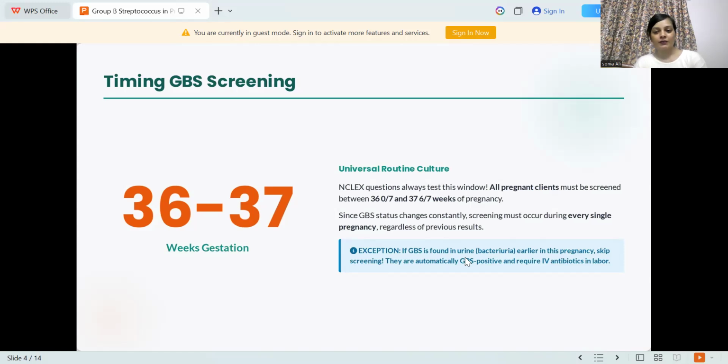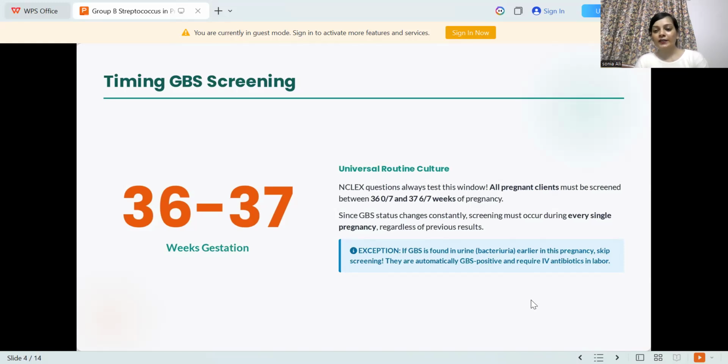They might not have had GBS at that time. So screening must occur during every single pregnancy, regardless of previous results, like a previous negative pregnancy. We cannot assume that in the next pregnancy the patient will have no GBS result. Exceptions: if GBS is found in urine, bacteriuria, earlier in this pregnancy, skip screening.